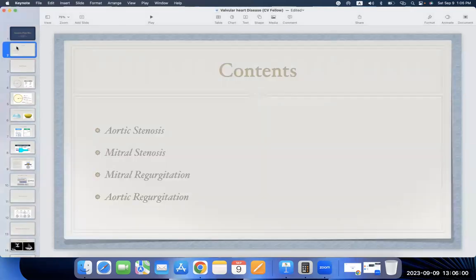I have been told to cover with you how to assess aortic stenosis, mitral stenosis, mitral regurgitation, and aortic regurgitation. So this is going to be a long session, and I will try to cover as much as we can. I'm not going to go very deep in the discussion, but what we cover here will help you both in your clinical practice as well as in your cardiology exam.